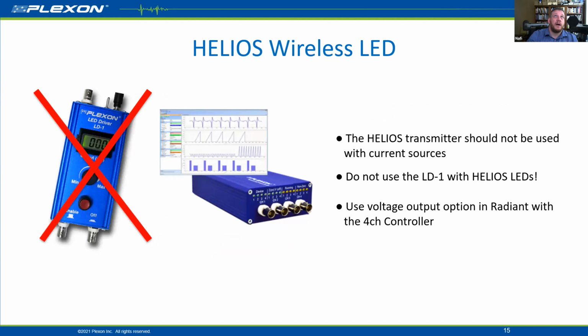Another thing to note about the wireless is that you are not transmitting power directly to the LED. That's handled on the LED unit itself. So instead, you're sending the signal to a transmitter, and that transmitter accepts voltage. If you try to use the LD1, which is only a current driver, it expects an LED on the other end. It'll basically try to just ramp up the current because the input impedance on the transmitter is so high, and you're likely to damage the transmitter. So you don't want to use that. On the other hand, the 4-channel Optogenetic driver does have a voltage mode, so it is compatible with the HELIOS.